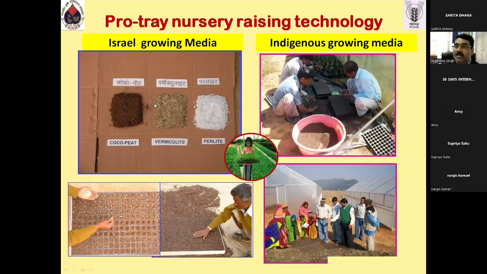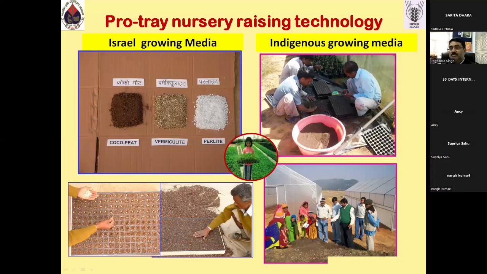So coco peat, perlite, vermiculite, these are the soilless media suitable for international nursery media. The name is Israel media, international media, soilless media, 3:1:1. But we can develop an indigenous media through local material. Local for vocal, this is the PM's word. So we can use 2 parts of coco peat, 2 parts of vermicompost, 1 part sand and 1 part rice husk. We can mix together and treat with trichoderma, then use it as an indigenous media.